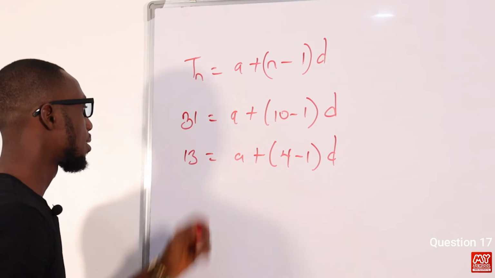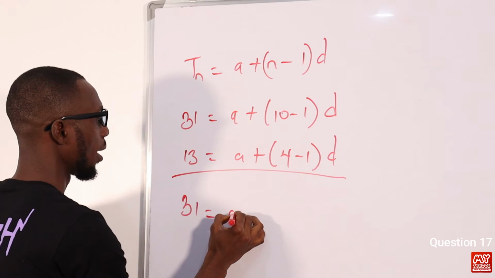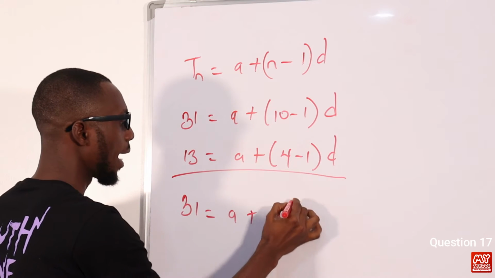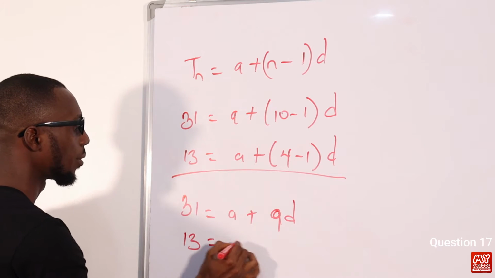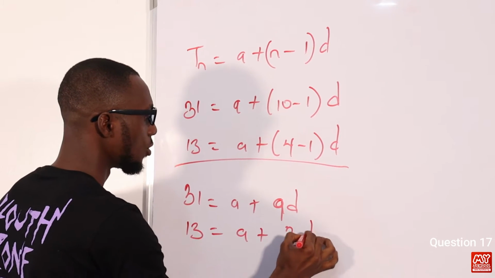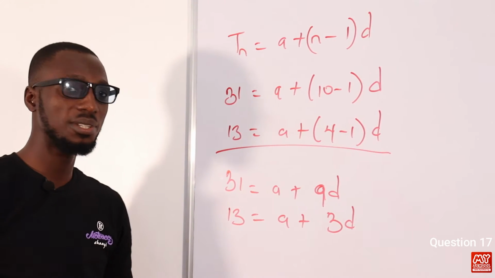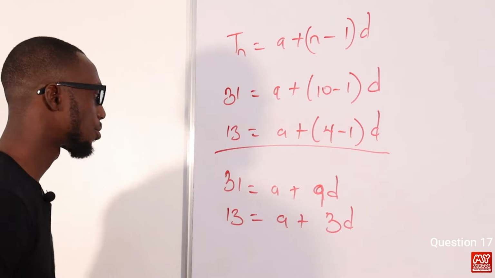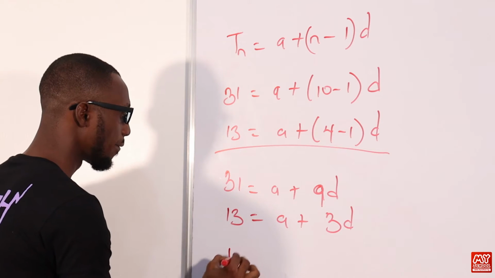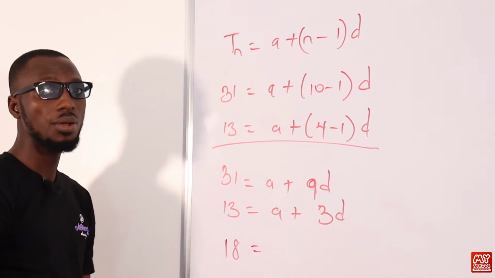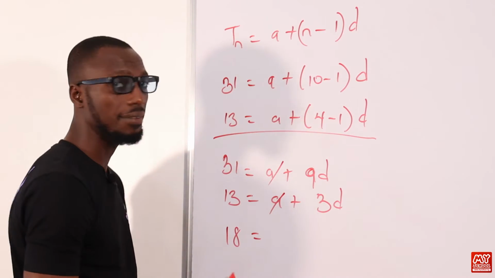So let's see what we're going to have. We're going to have 31 equals a plus 10 minus 1, we have 9d. Then for the fourth term, we're going to have 13 equals a plus 3d. So we can just use a simple simultaneous equation method to solve this question. Let's subtract 31 minus 13, what do we have? We're going to have 18 equals a minus a, we have 0, so a is gone. 9d minus 3d, we have 6d.